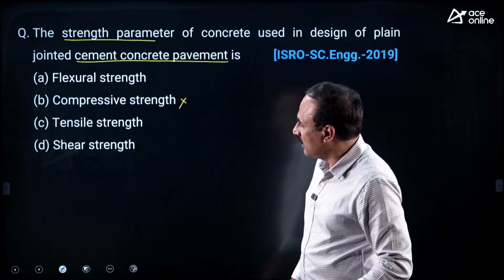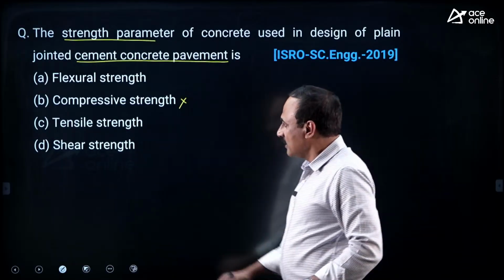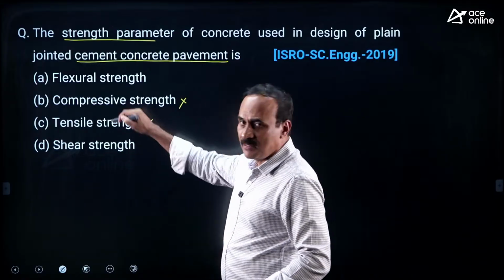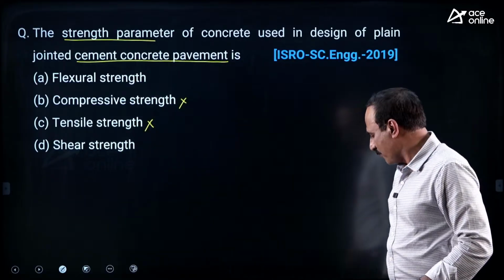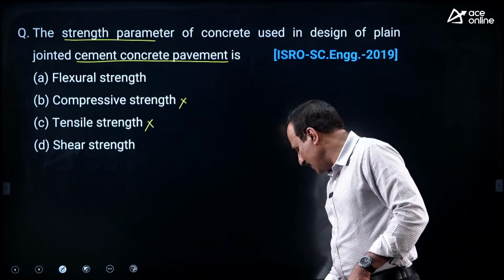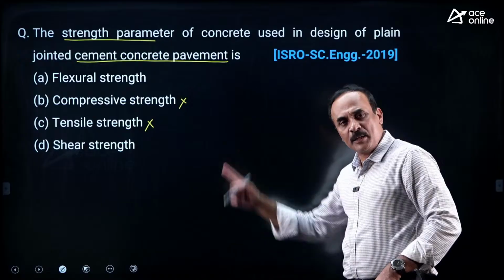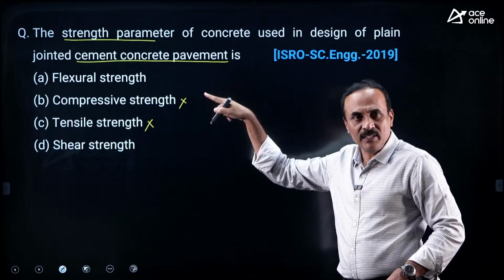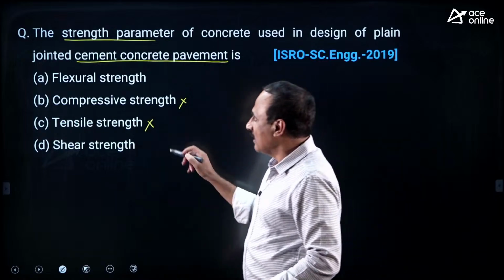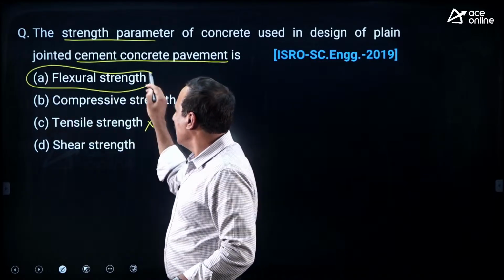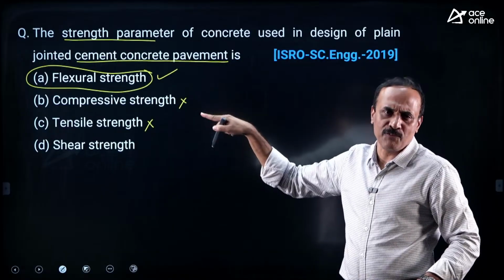Arvind has given it. Chennai is also a wrong answer, because tensile strength is not the factor in cement concrete pavements. I am telling you again and again. So, the load transfer in rigid pavement is by slab action or bending action or flexural action. So, what is the answer? In rigid pavement, flexural strength of concrete is an important factor.